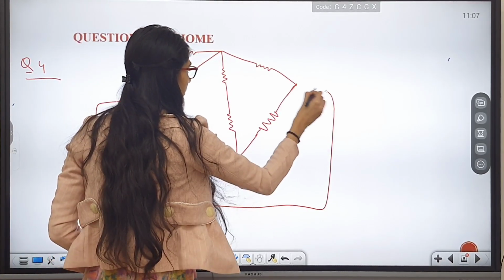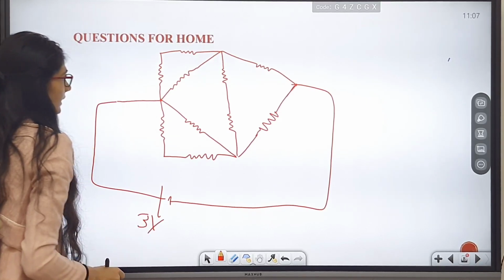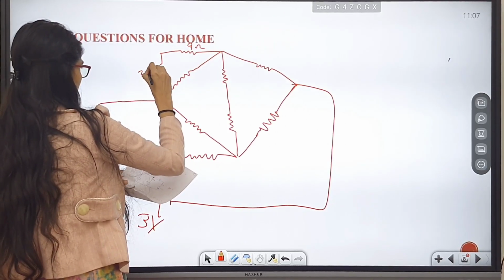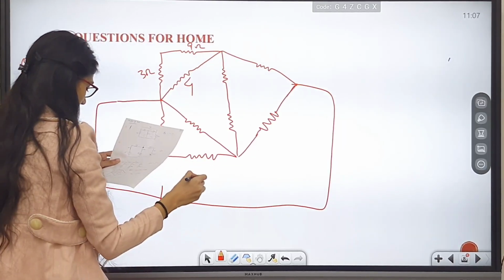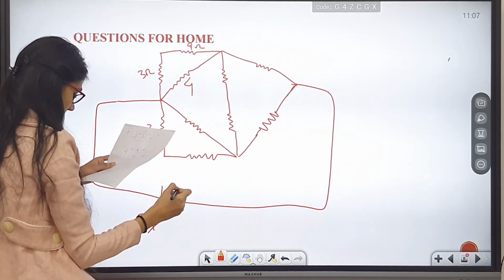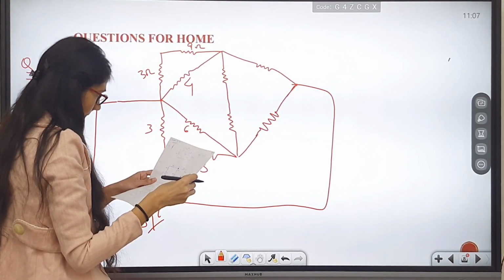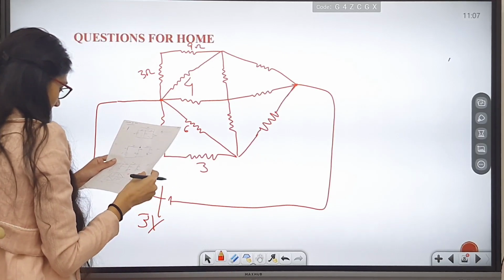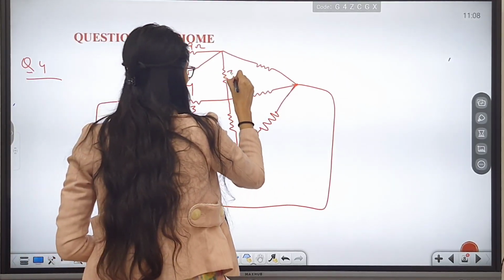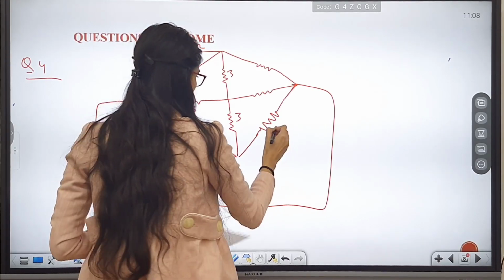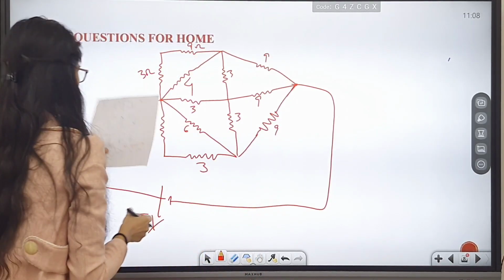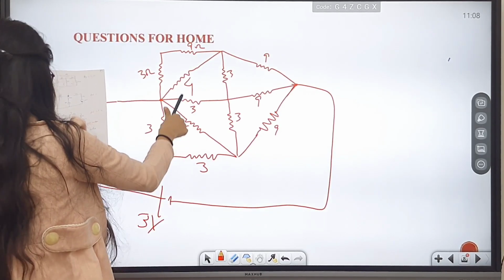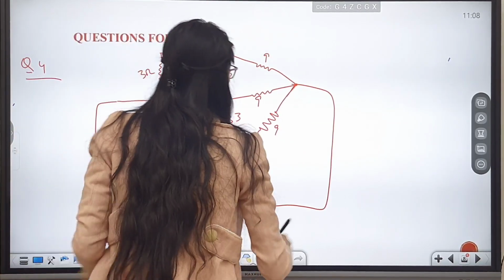That's not needed. You just need to find R equivalent. This is 9 ohm. This is 3 ohm. This is 4. These are in ohm. 3, 6. Oh, I'm so sorry. Okay, this is 3. 9. Okay, yes, you have to find R equivalent.